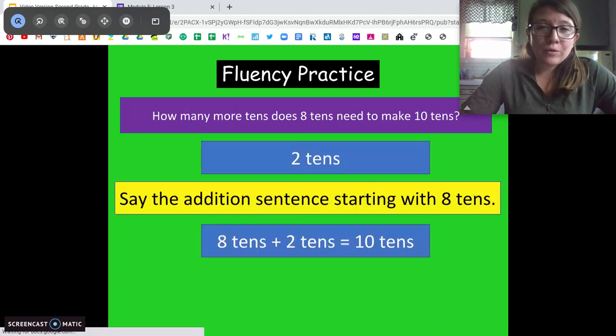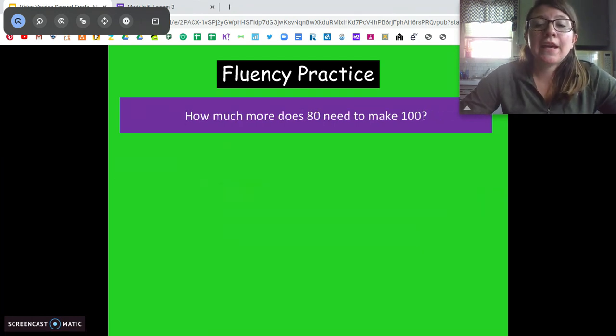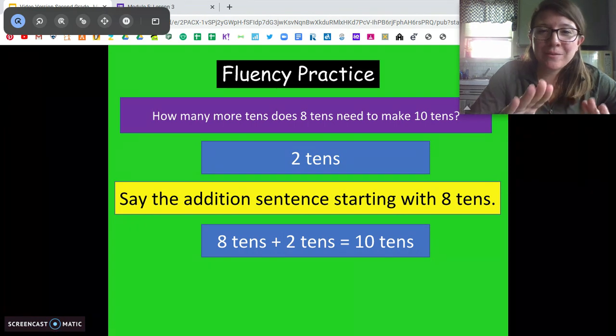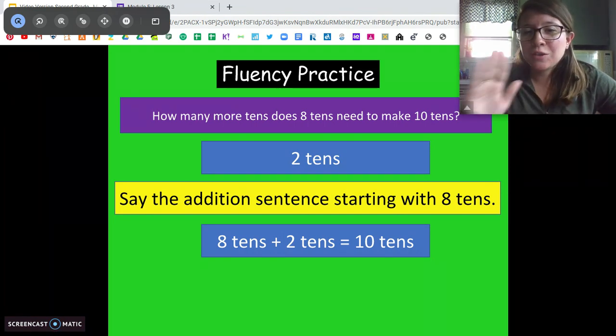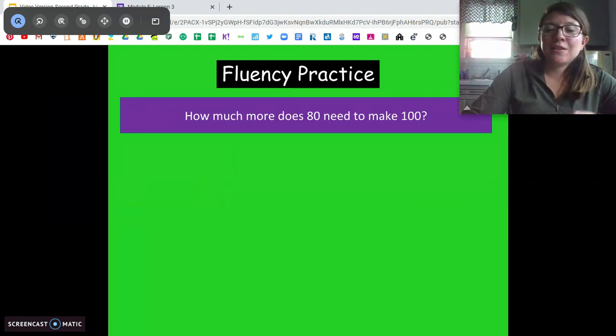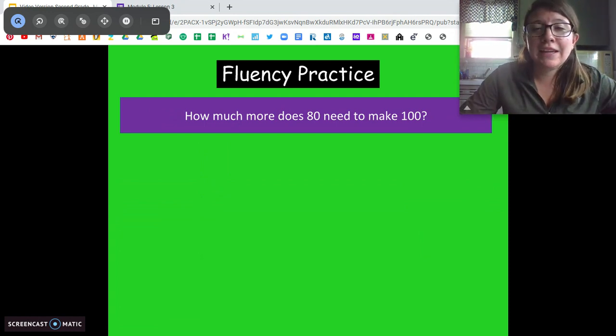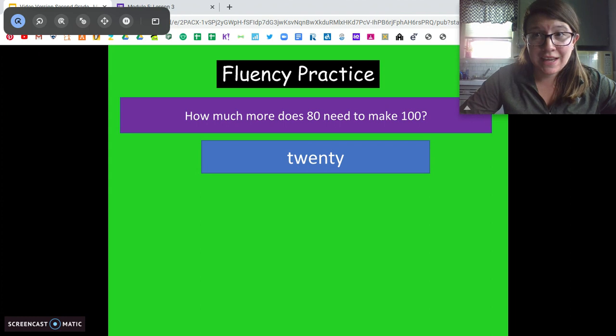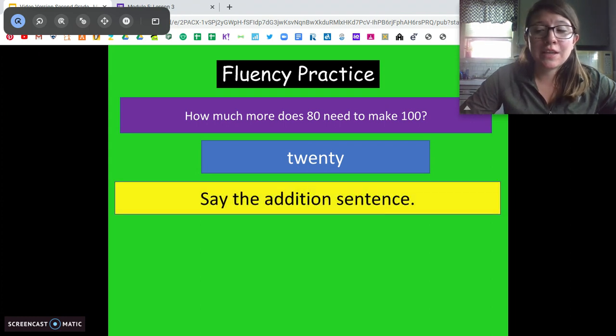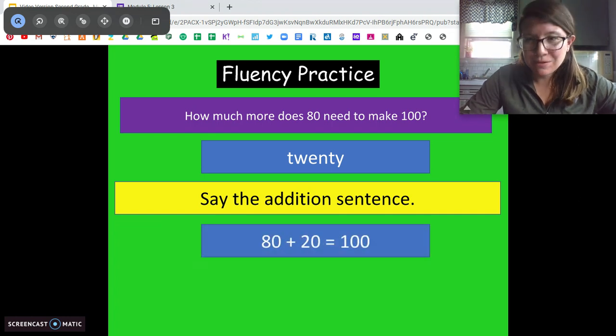Now, using what you know here, tell me how much more does 80 need to get to 100? Yes. So right here we said 8 tens plus 2 tens equals 10 tens. So if we transfer that to the value of those numbers, 80 needs 20 to get to 100. So now I want you to tell me that in an addition sentence. Good. 80 plus 20 equals 100.